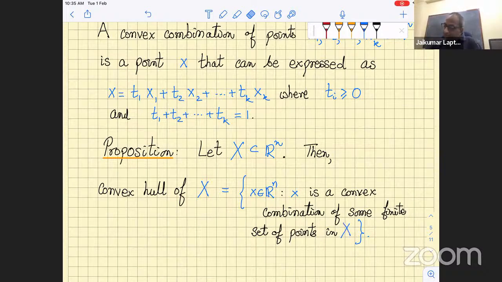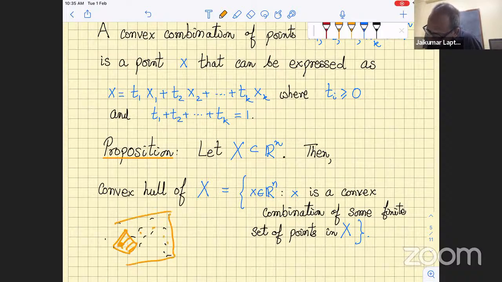So let's see. You've been given a set X, which is a subset of n-dimensional real space. What you do is you take every possible convex combination of some finite set of points in X and collect them together. Maybe you had some points here, and you take any point that can be obtained as a convex combination of some other points, and you put them together.